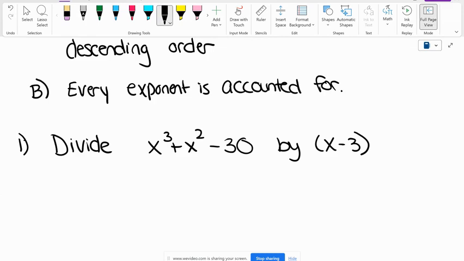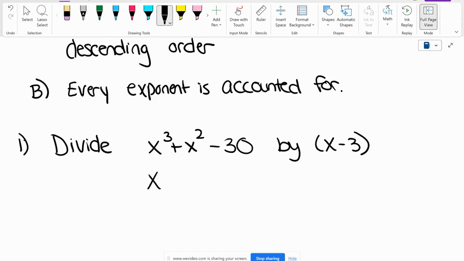Okay, first thing I want to do is look at the dividend. I have x to the third power, I have x to the second power, minus 30. Is it in descending order? Descending order means biggest exponent down to our constant. So is it in descending order? Absolutely. But is every exponent accounted for? No, I have a 3, I have a 2, I have a constant. What am I missing? Dylan? X to the power 1. Yeah, x to the power 1.